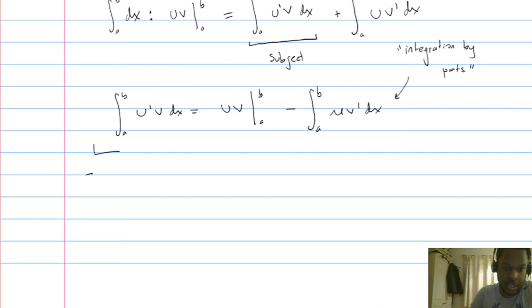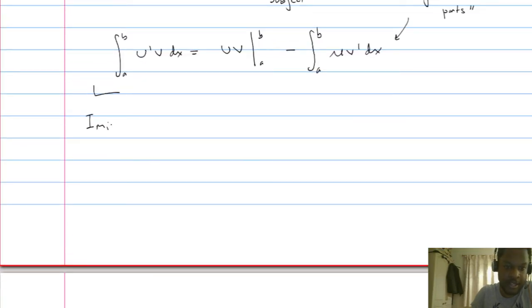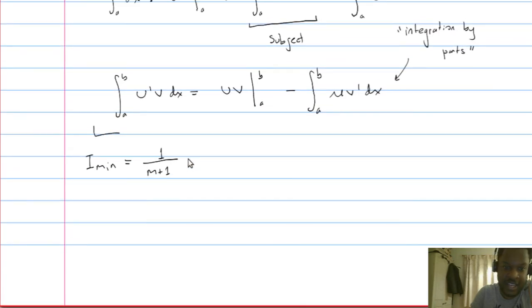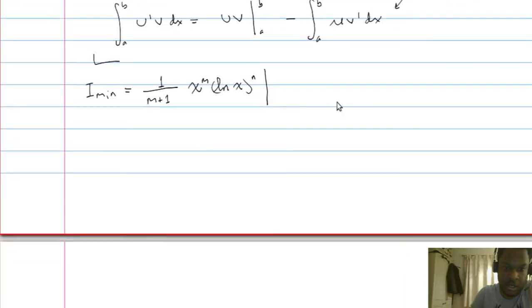And so let's go back to our integral I_mn. Well, we use integration by parts, so we write 1 over m plus 1, and we take our u, which is x to the m plus 1, and our v, which is the natural logarithm of x to the n, so we write x to the m plus 1 times the natural logarithm of x, all raised to the power n, but we evaluate it between the limits, and our limits of our integral were 0 to 1.